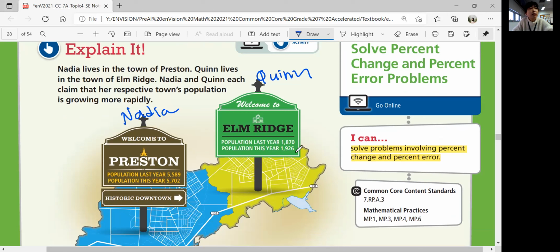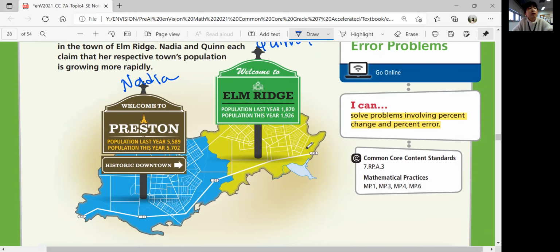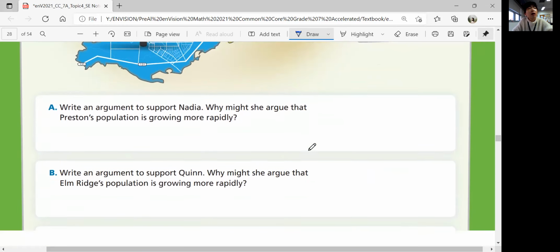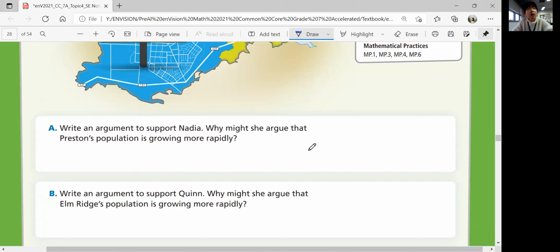Let's look at the population. Elmridge, population last year, 1,870. Population this year, 1,926. Preston, population last year, 5,589. Population this year, 5,702. So who's right? Well, we're gonna write an argument to support both sides.